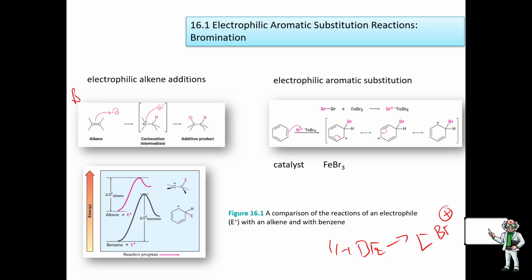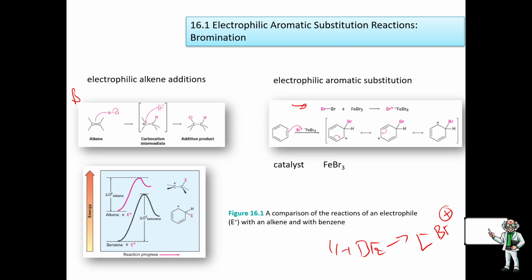However, when we have electrophilic aromatic substitution over a benzene ring, the bromine, for example, is not reactive enough. We need to add a catalyst, and the catalyst that we normally use is iron tribromide, which reacts with bromine, as you can see here, forming bromine positive, plus iron tetrabromide negative. The bromine cation plus the iron tetrabromide anion.